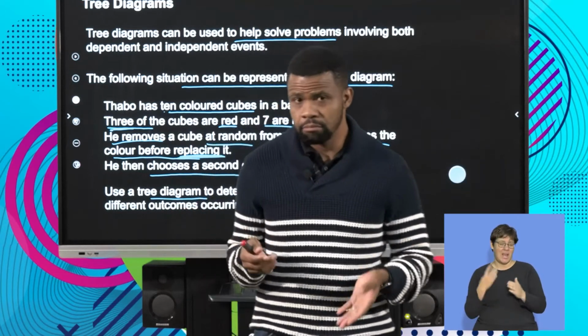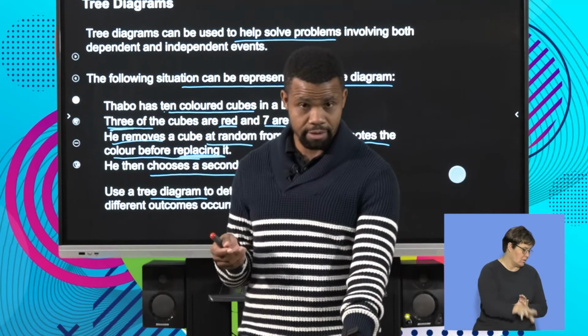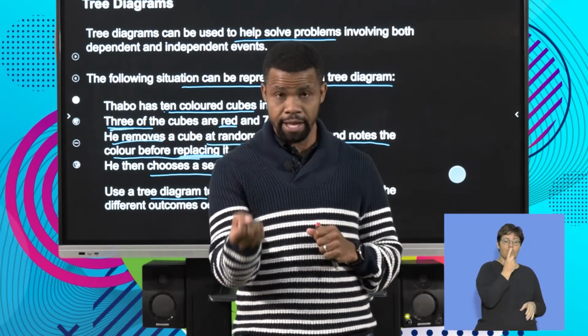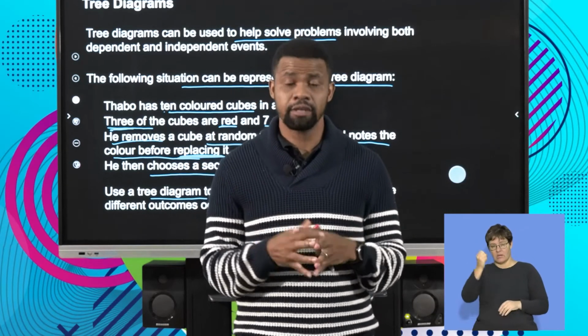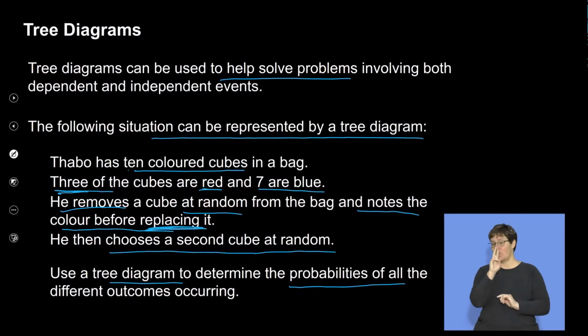What is an outcome? We could get blue, put it back, and get blue again. Or we can try: we get red, we put it back, we get blue. Those are the outcomes we can have. Let's see how a tree diagram looks. Okay.